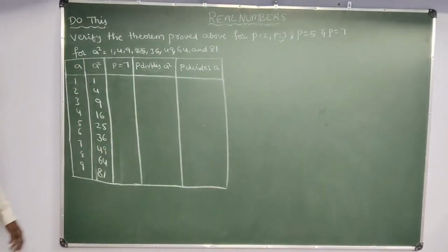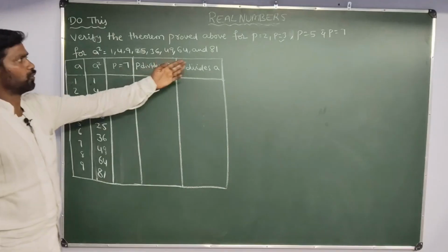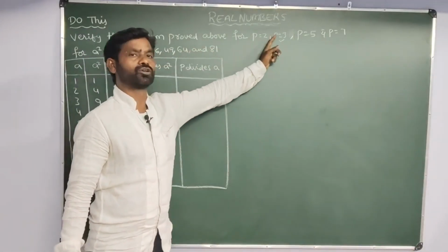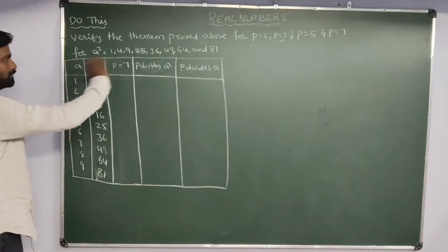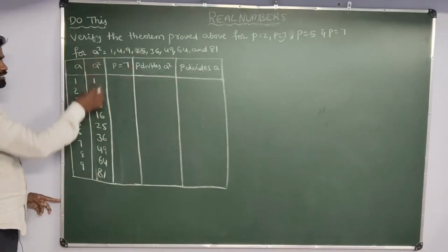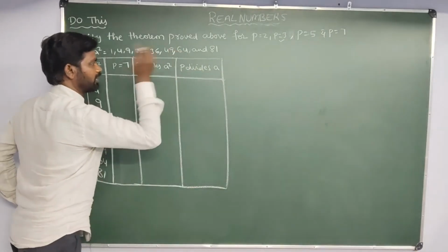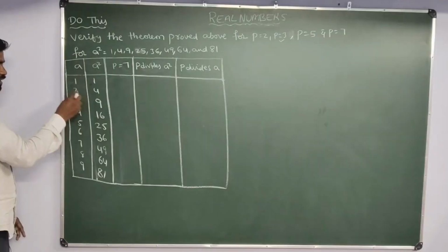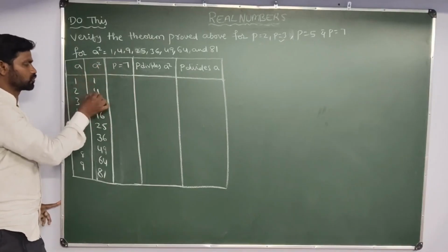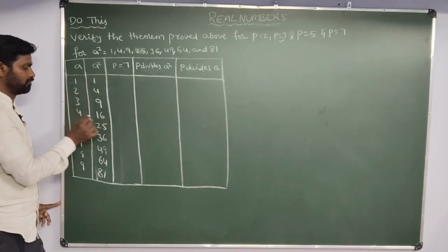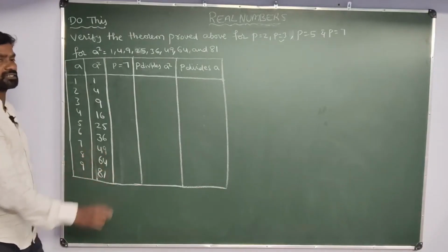Next we have to verify for the value P is equal to 7. So we verified for the values P is equal to 2, P is equal to 3, P is equal to 5. Now we are going to verify for the value P is equal to 7. So the same table: write A values, A square values, P is equal to 7, and we have to check whether P divides A square or not. Next, whether P divides A or not. So write the values of A: 1, 2, 3, 4, 5, 6, 7, 8, 9, and A square: 1 square is 1, 2 square is 4, 3 square is 9, 4 square is 16, 5 square is 25, 6 square is 36, 7 square is 49, 8 square is 64 and 9 square is 81.